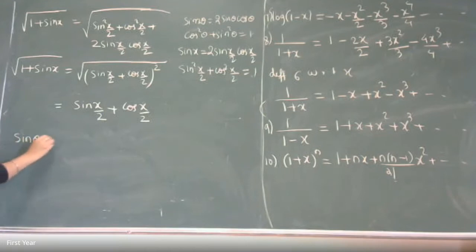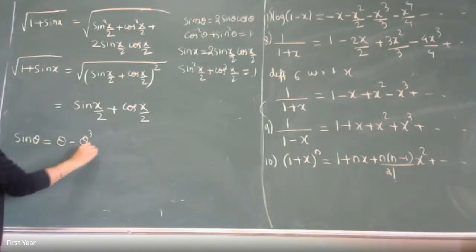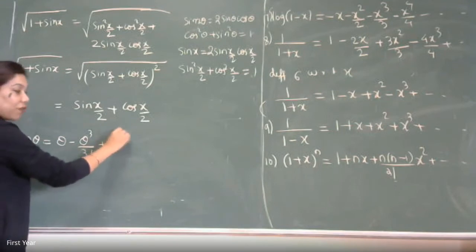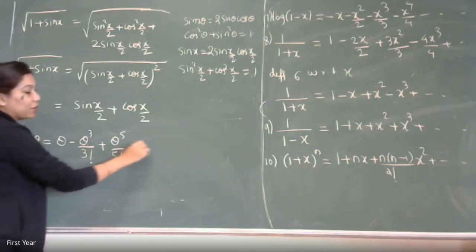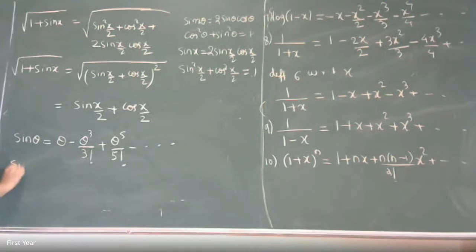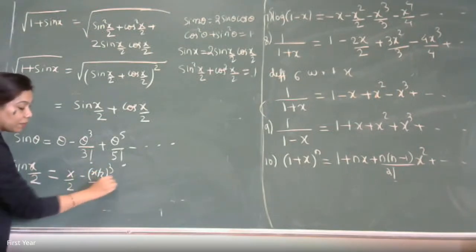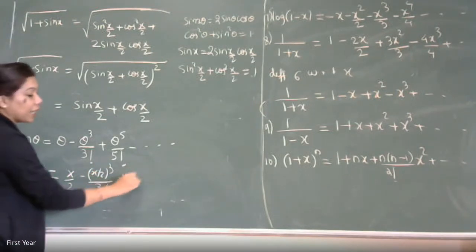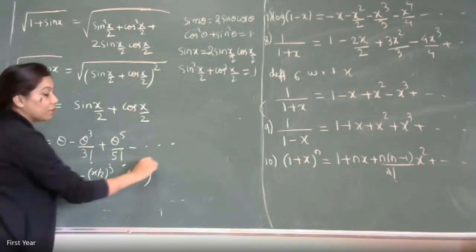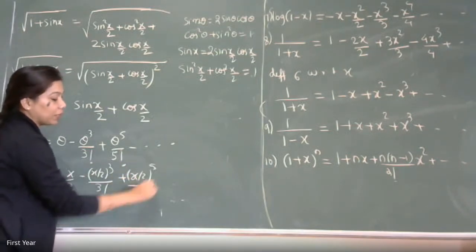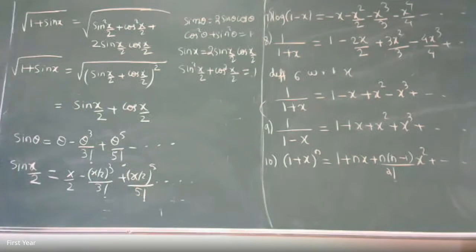Sin theta expansion is theta minus theta cubed by 3 factorial plus theta raised to 5 by 5 factorial and so on. So that's why sin of x by 2. What will be sin of x by 2? X by 2 minus x by 2 cube divided by 3 factorial plus x by 2 raised to 5 by 5 factorial. Is it okay?